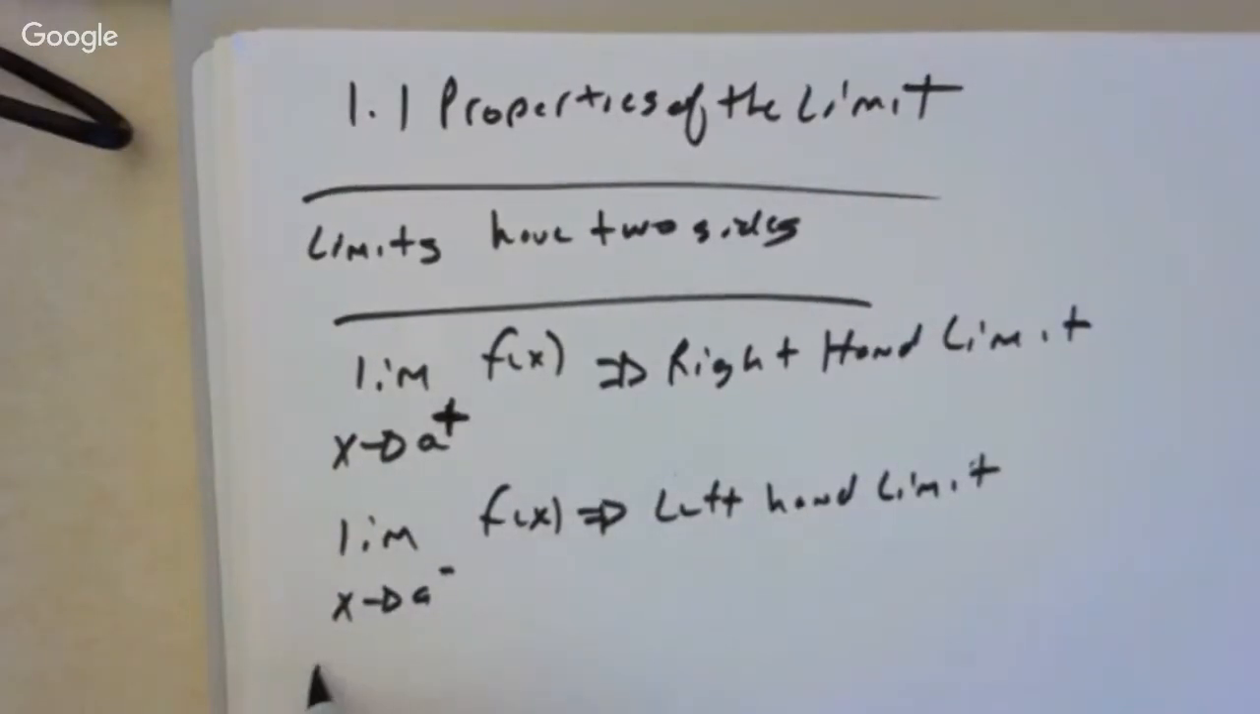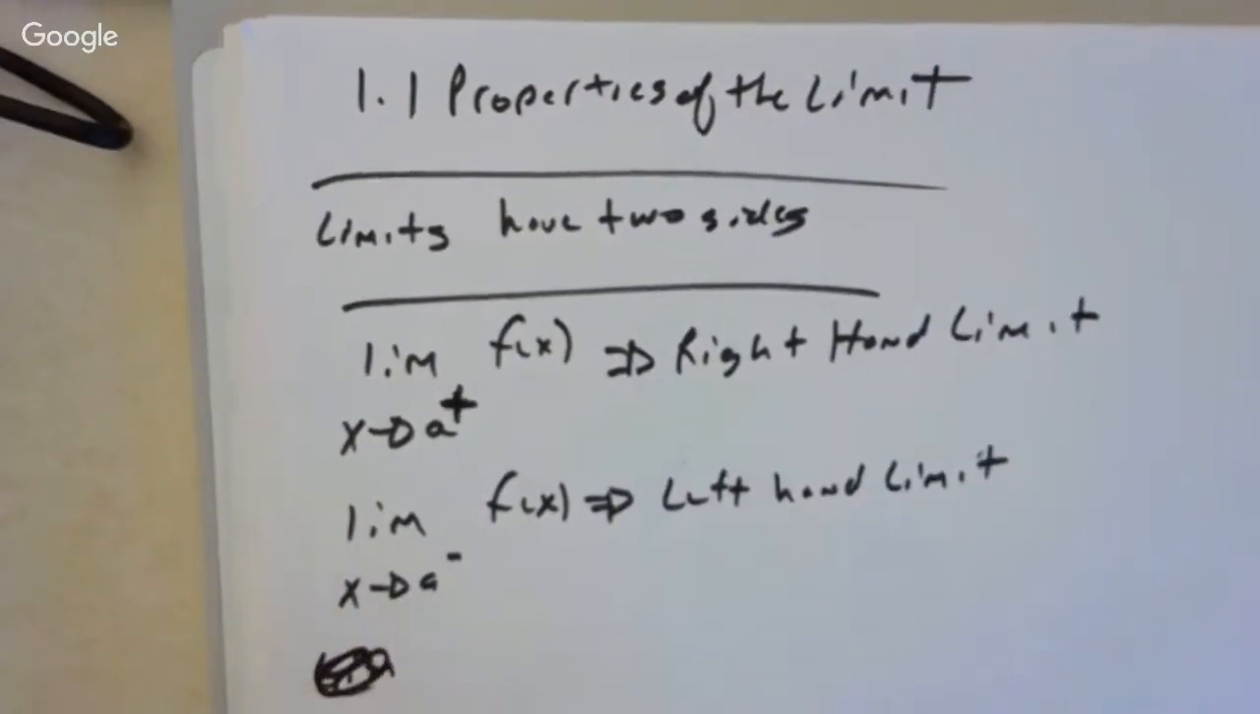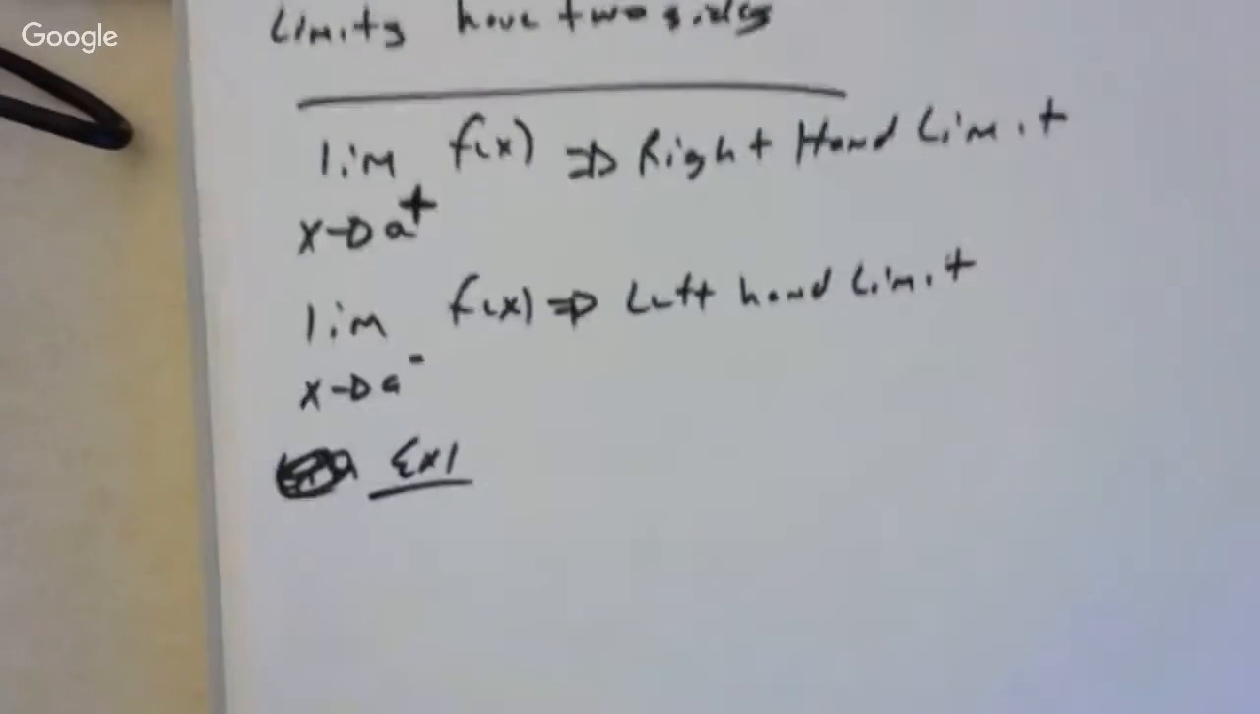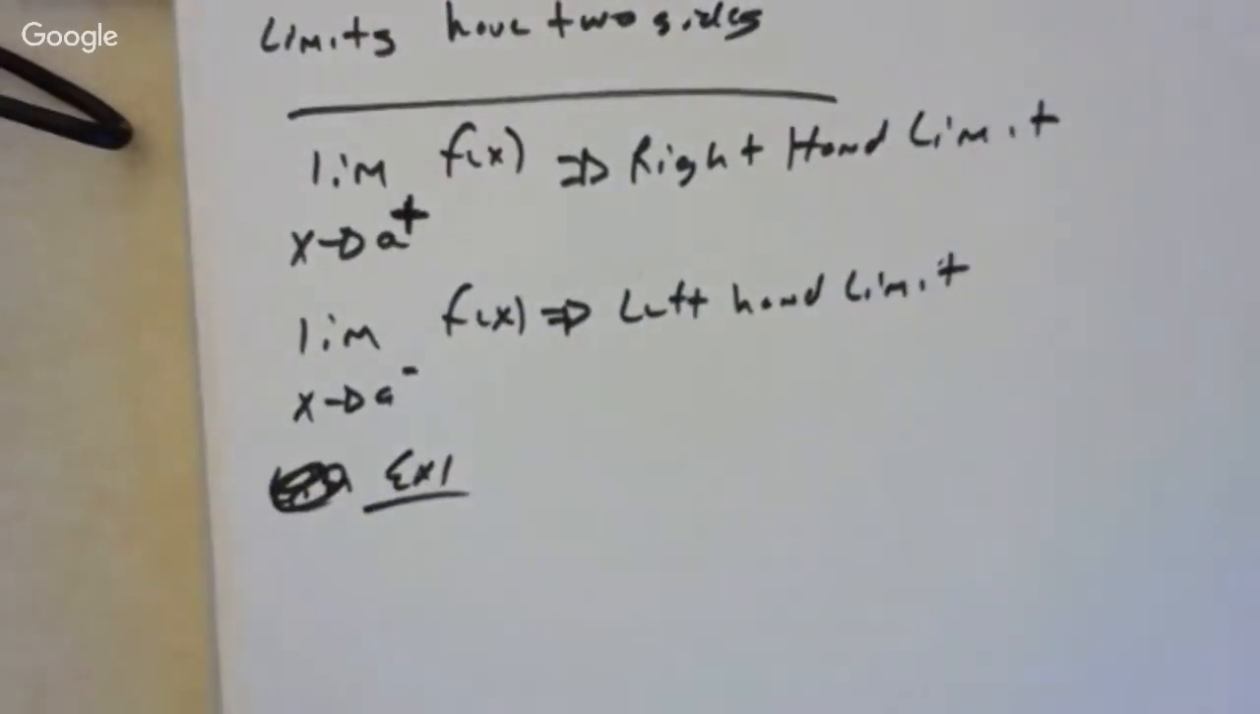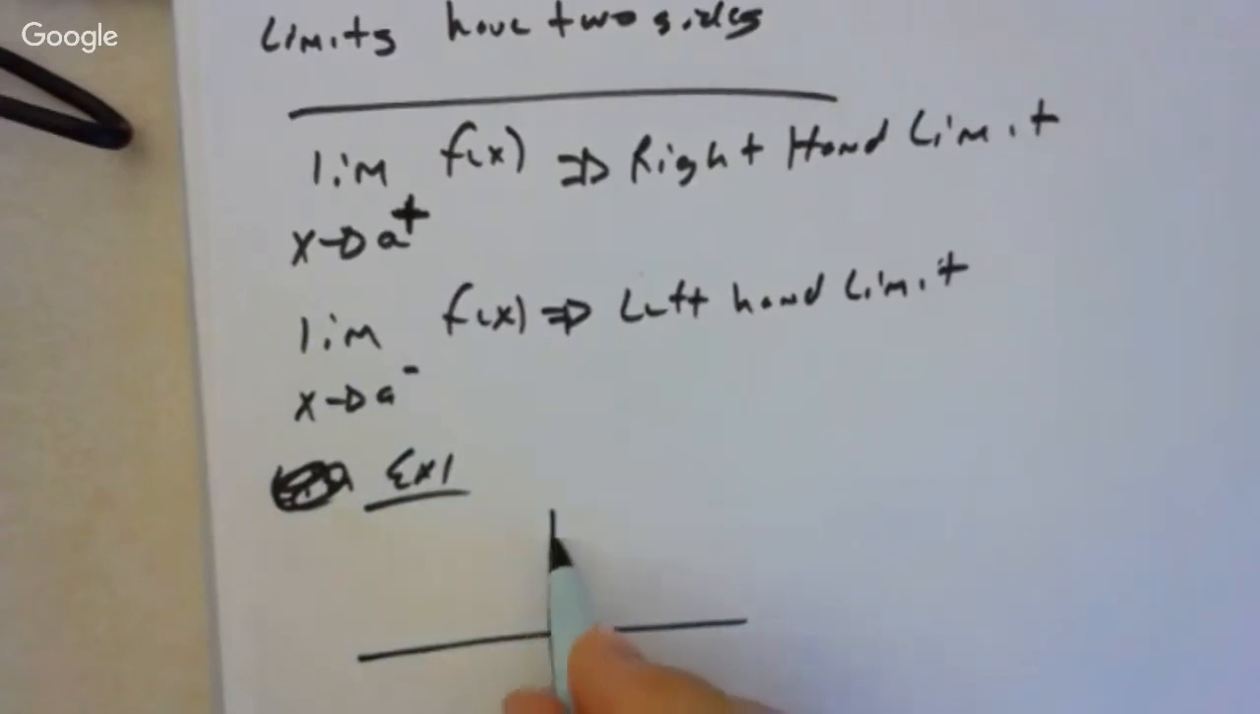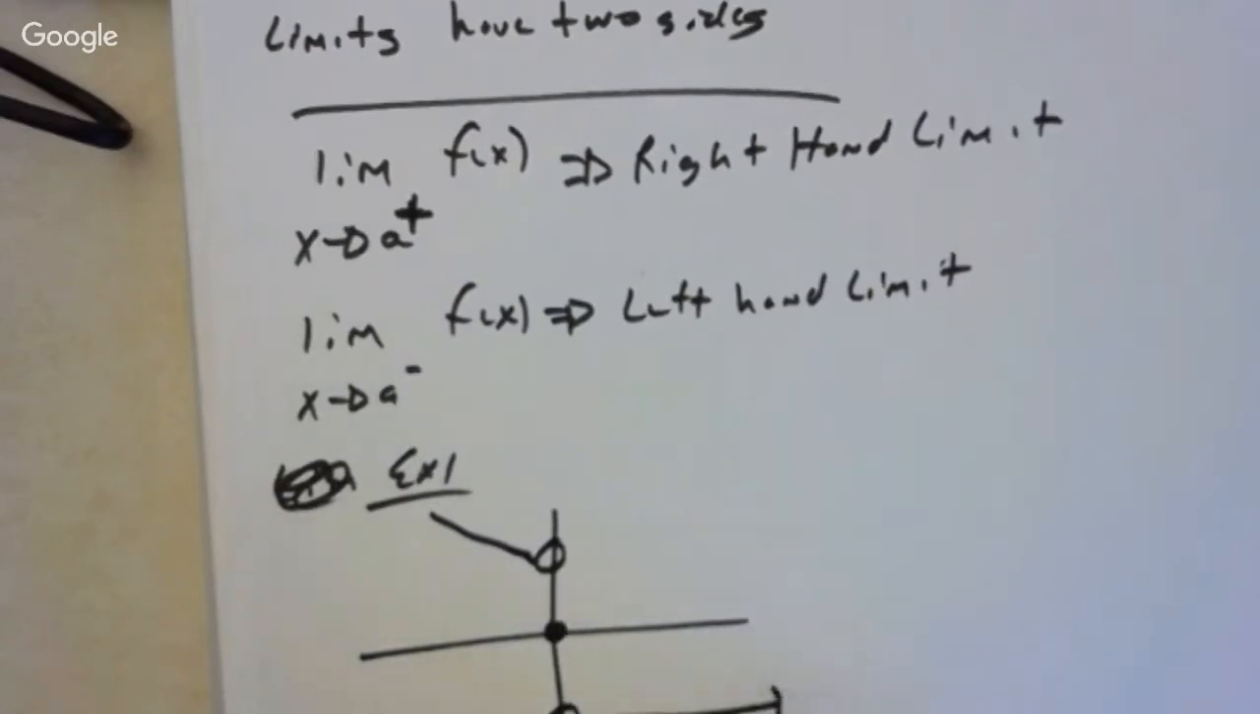Okay, so now we get to the limit existence theorem. Oh, no, let's do an example real quick. Example number 1. I have to remember, some of you didn't really cover the limit for more than 8 seconds last year. So let's take a look at this really fun graph right here. And let's say that this right here is 1, and this right here is -1.